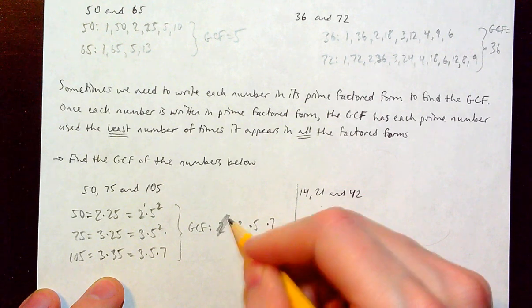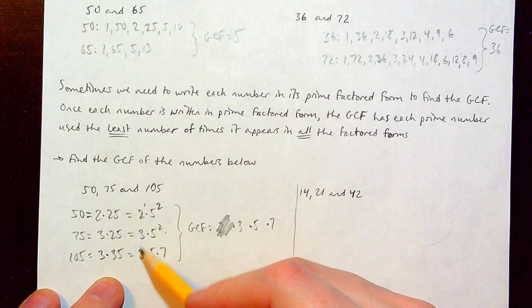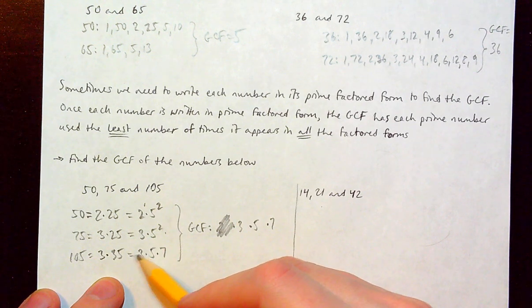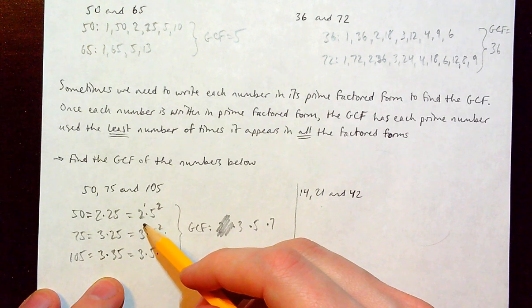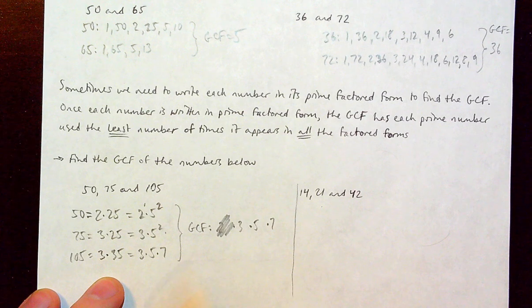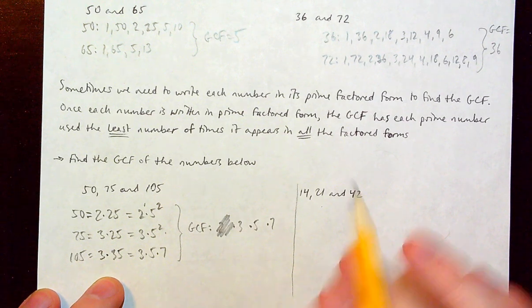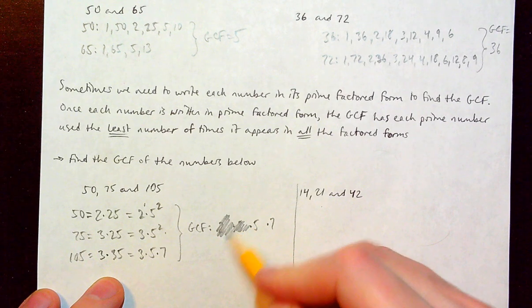So we'll just cross that out. Now let's look at the 3. The 3 is in this number, it is in this number, but it's not in this number here. If it's not in all of the numbers, it's not going to show up in our greatest common factor. So we can just cross that guy off too.